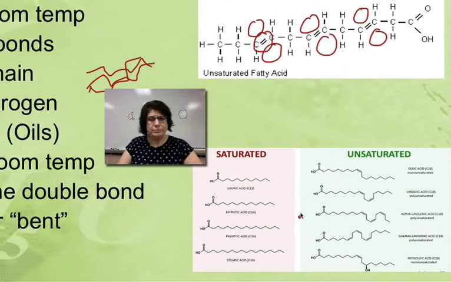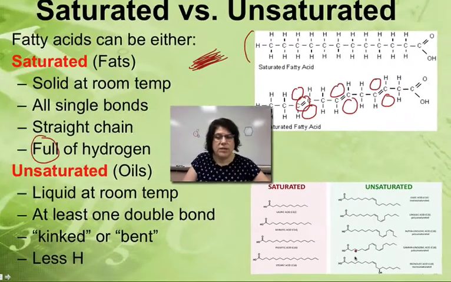Down here at the bottom, you could see some more pictures of this. These are saturated, more straight lines, whereas these ones are all bending around. These are unsaturated fats.